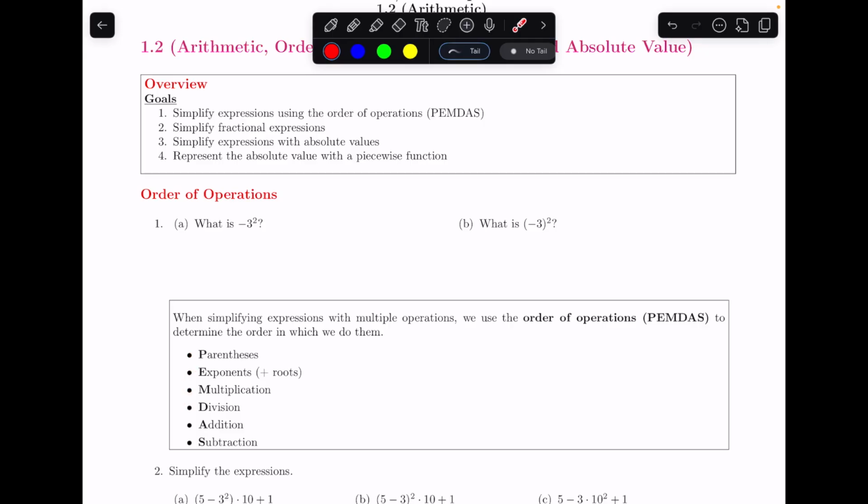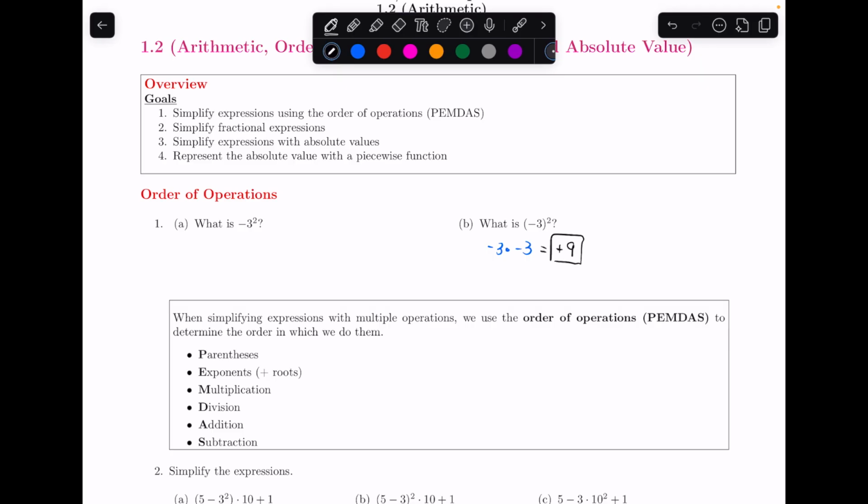For example, with B, I see a parentheses and an exponent, but parentheses comes first. So I deal with that first. That just means that's a negative 3, and I'm done with that. Now move on to the exponent. I do negative 3 and then square that, so negative 3 multiplied by itself. Negative times a negative is positive, so I get positive 9.